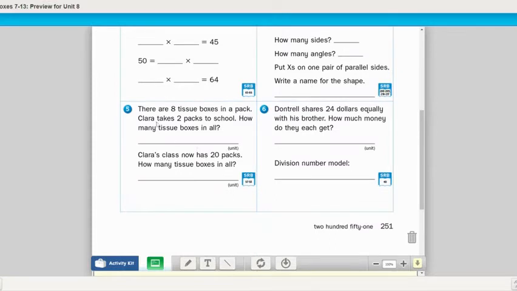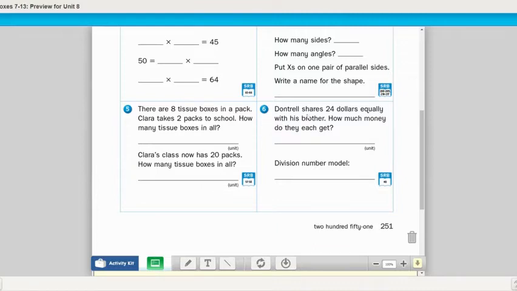Number 5 is a word problem or a number sentence. There are 8 tissue boxes in a pack. Clara takes 2 packs to school. How many tissue boxes in all? Then it kind of continues here. So this is related to this. So the information is the same as in here, but you will end up with a different answer. Clara's class now has 20 packs. How many tissue boxes in all? So you will have to use some information from here to answer that.